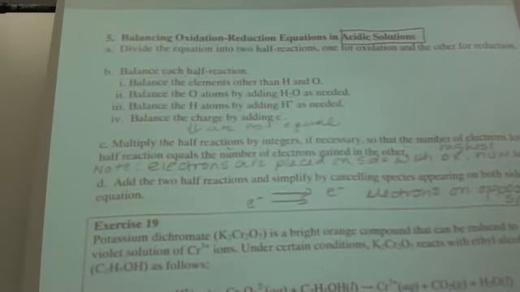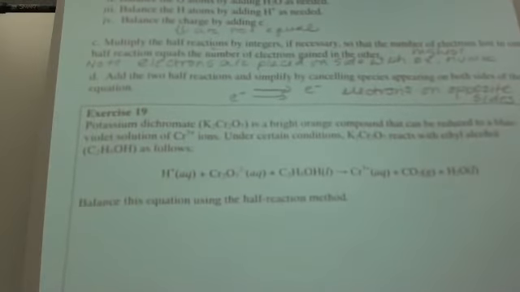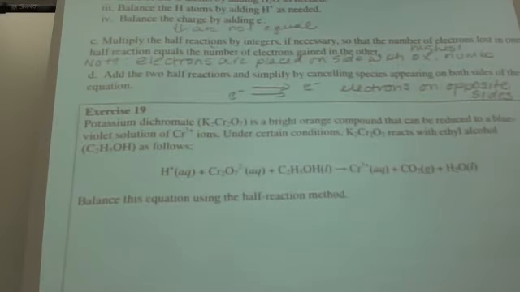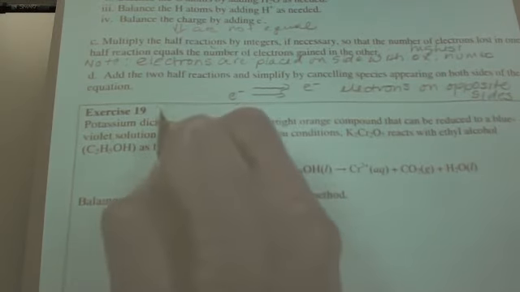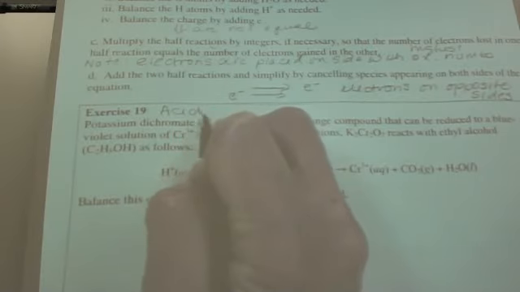Here we go. Potassium dichromate, K2Cr2O7, is a bright orange compound that can be reduced to a blue-violet solution of chromium ions. Under certain conditions, K2Cr2O7 reacts with ethyl alcohol C2H5OH as follows. Balance this using the half reaction method. And we're going to do this in an acidic solution.